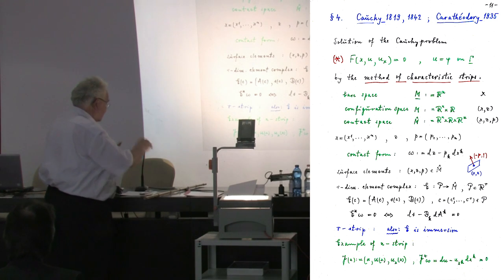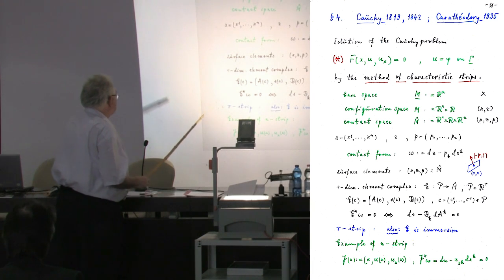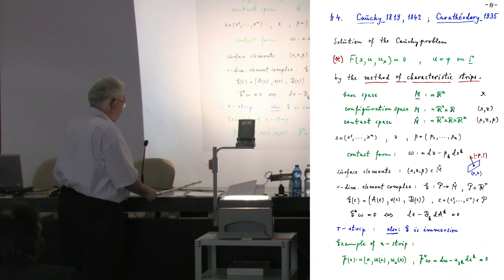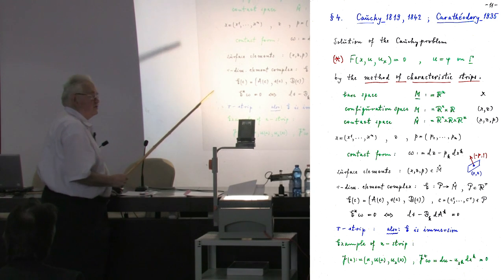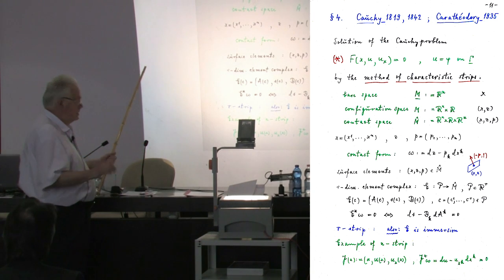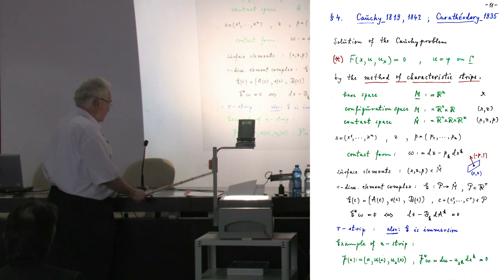Now this element complex may degenerate, but Lie introduces a kind of regular version of this. He calls it an n-dimensional strip. And a strip, ein Streifen, means E is supposed to be also an immersion.